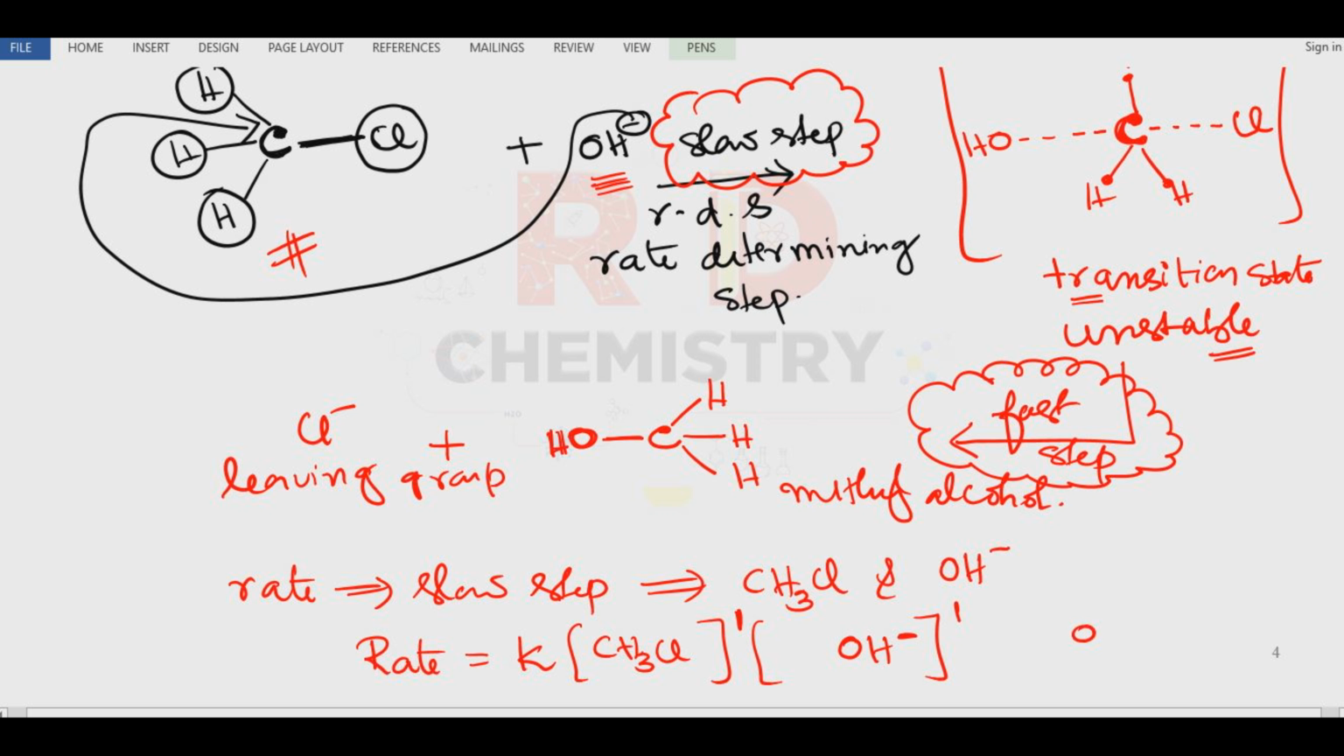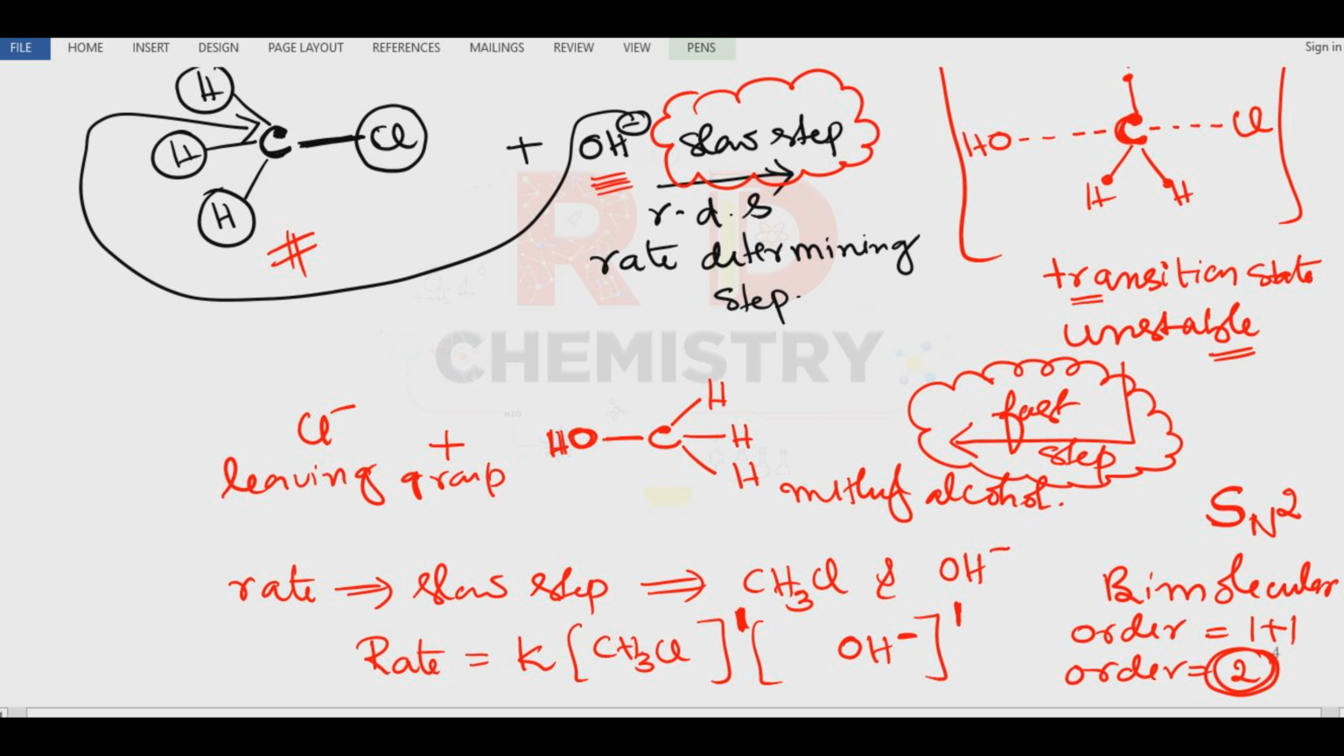So therefore, order of this reaction is, okay, add the powers of the concentration terms, 1 plus 1. Therefore, order is equal to 2. Since order is equal to 2, we call it the bimolecular reaction. Bimolecular reaction. That's why we have the notation SN2. S stands for substitution, N stands for nucleophilic, and 2 stands for the bimolecular reaction, because there are two molecules involved. One is the methyl chloride, the other one is the hydroxide ion. Two molecules. Clear? Right?